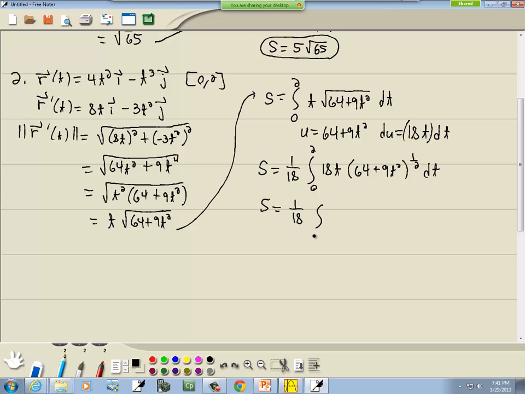Now I'm going to note that these are t values. So I'll put t is equal to 0 and t is equal to 2. The 64 plus 9t squared gets replaced by u, so we've got u to the 1/2. And 18t dt gets replaced by du. Again, this has to match this. And I replace the 64 plus 9t squared right here with the u. Okay.